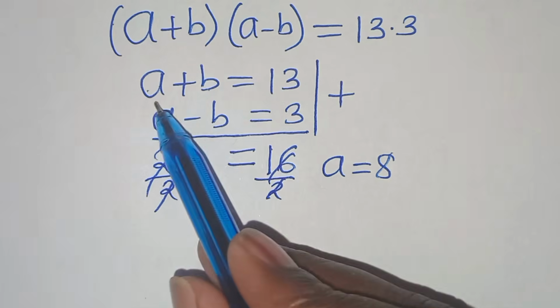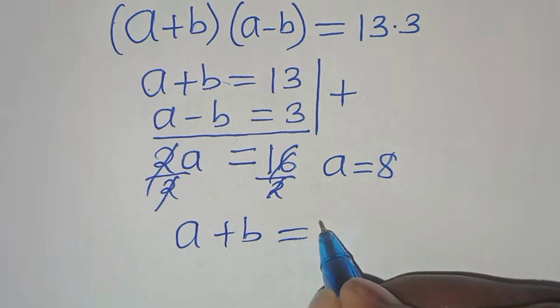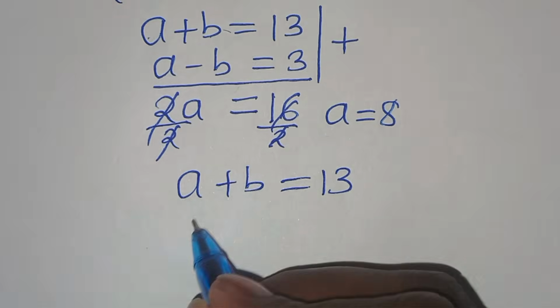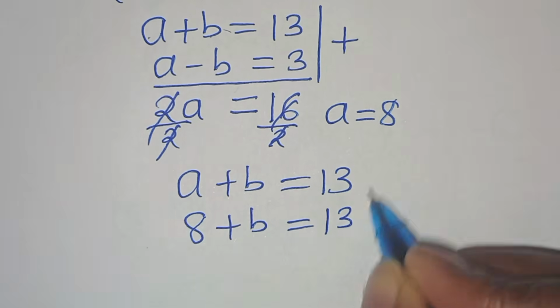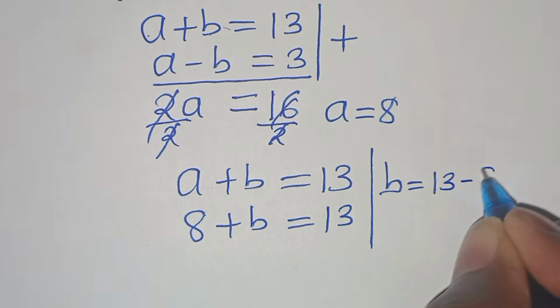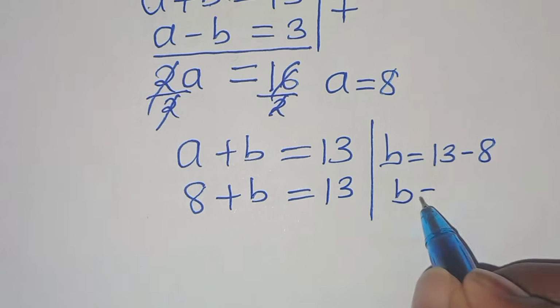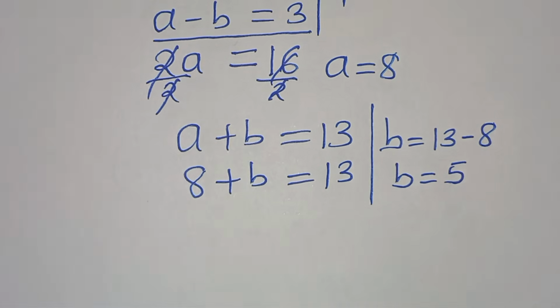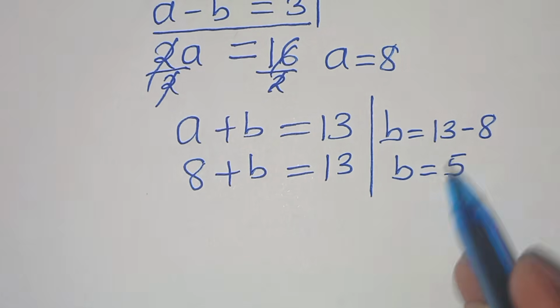Now let's solve for the corresponding value of b. We have a plus b equal to 13. So this means that 8 plus b is equal to 13. So we have that b is equal to 13 minus 8, and this means that b is equal to 5. So we have the value of a equal to 8 and the value of b equal to 5.